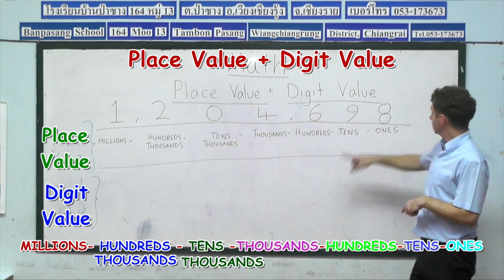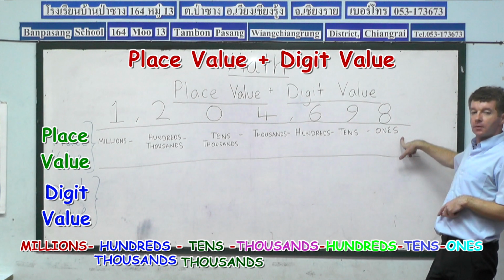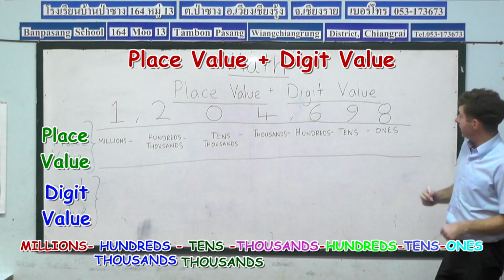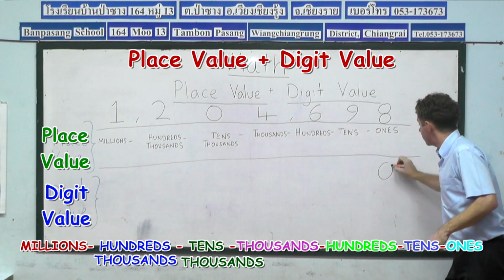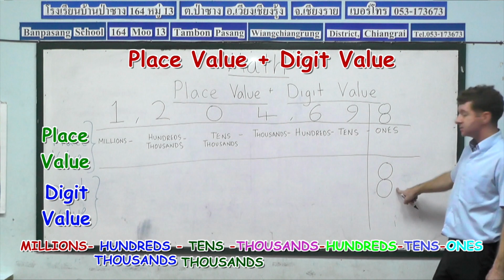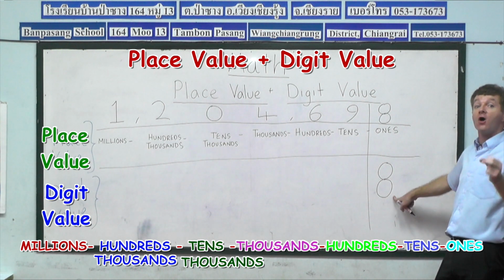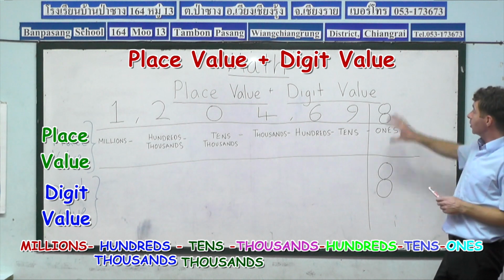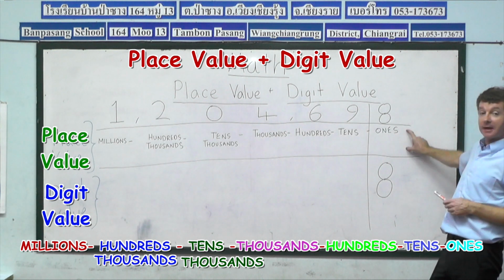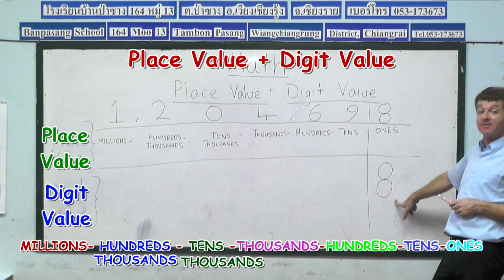So now we can work out our digit value based on the digit and the place value. So guys, 8 ones. What's 8 times 1? 8 times 1 equals 8. So the digit value of our column here, 8 times 1 is 8. This is what we call our digit value. We look at the number and the place value and do the equation and we get our digit value.